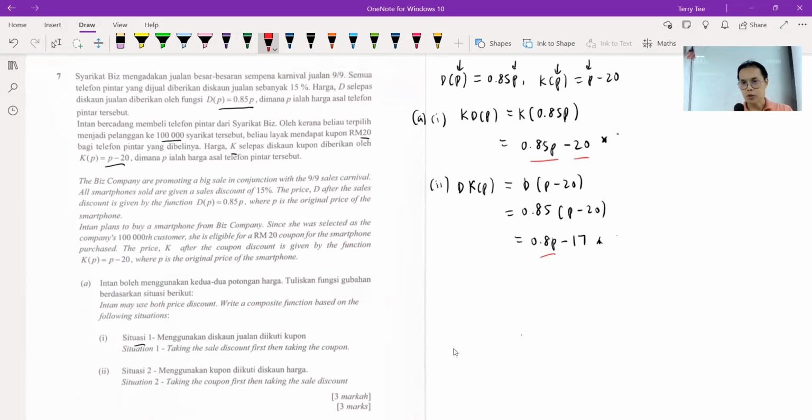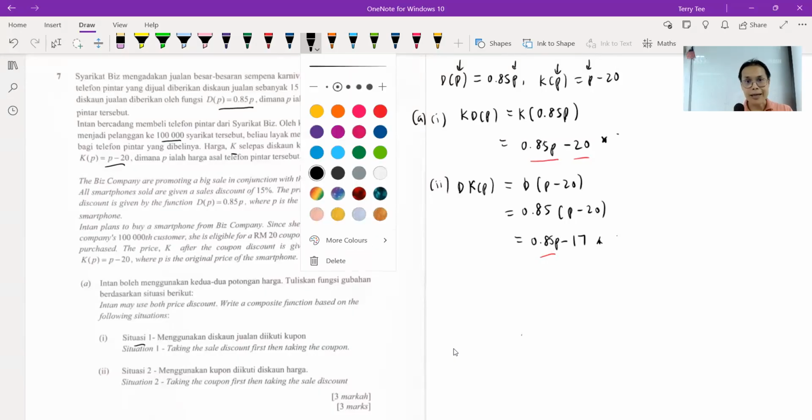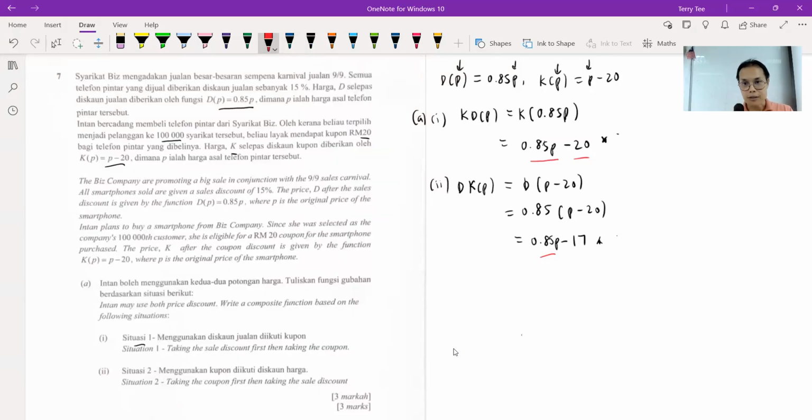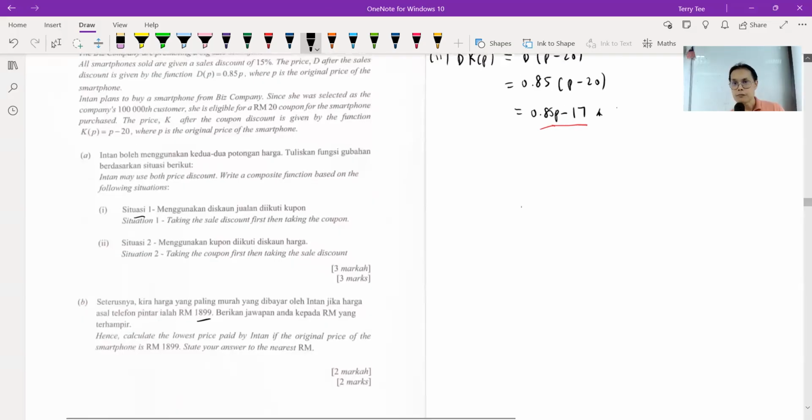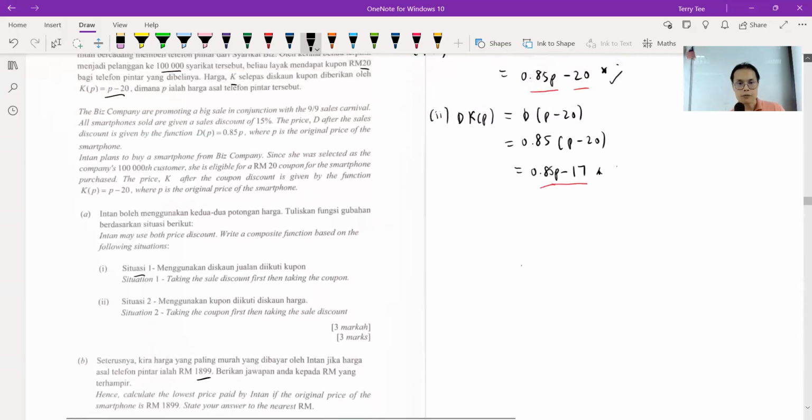Second one, okay, I missed out a 5 here: 0.85P minus 17. This second one, I only minus 17 ringgit. So it's not worth it, right? The first one will have a better discount, a cheaper price. So which one will give us the cheaper price? Okay, let me move up here. Look at the question again. Kirakan harga, you have to use the first one. Let me move this up so you can see the function for the first one.